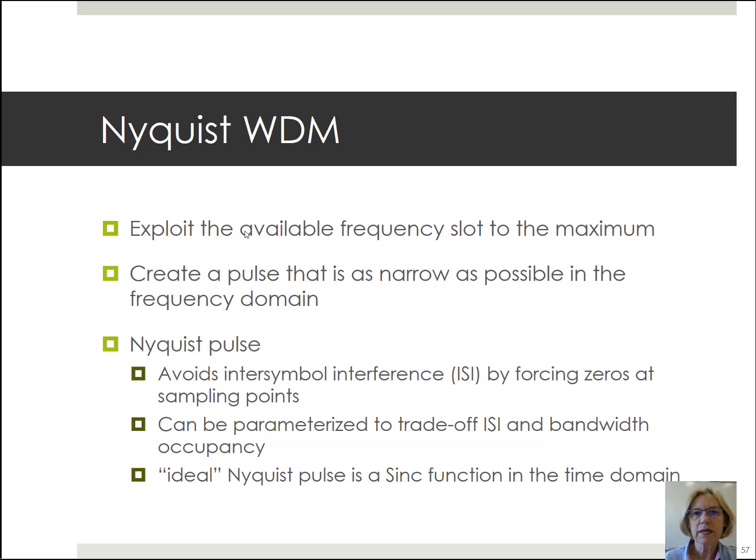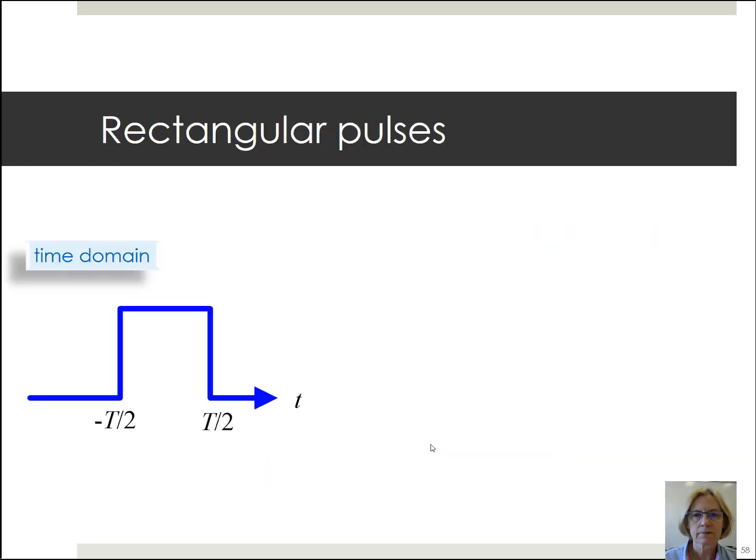And what's nice is that we can come up with a pulse that can be parameterized, allowing us to trade off exposure to this impairment known as intersymbol interference and the bandwidth occupancy. So for this application, we're looking at how we can exploit the bandwidth as much as possible. But there are going to be some practical constraints we have to respect, and one of those constraints is based on intersymbol interference. Now, something called the ideal Nyquist pulse is a sinc function in the time domain, and I'll be showing you why we call it ideal.